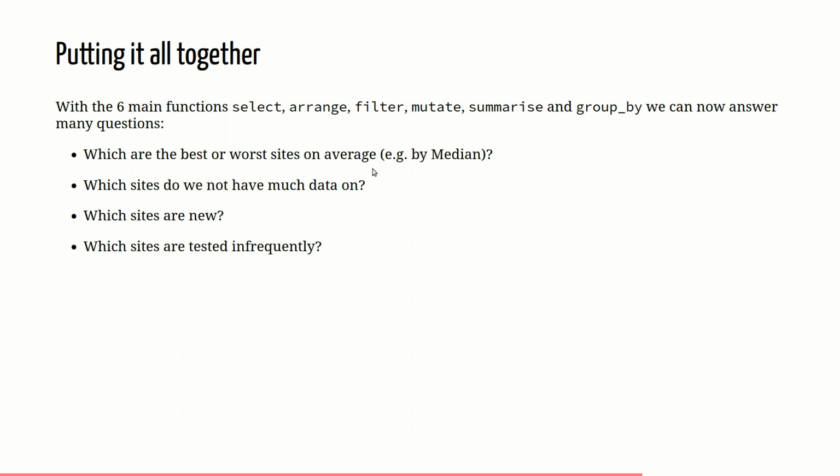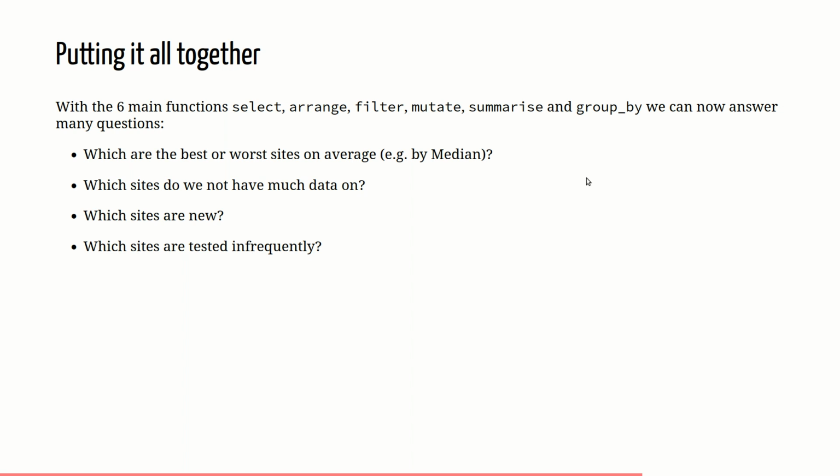Which sites are tested infrequently? So which sites are we only sampling perhaps every 2 months instead of every month? All of these questions can be answered using just some of our 6 verbs. I suggest you pause the video now and have a go at these yourself. Let's jump to RStudio and see if we can answer them.